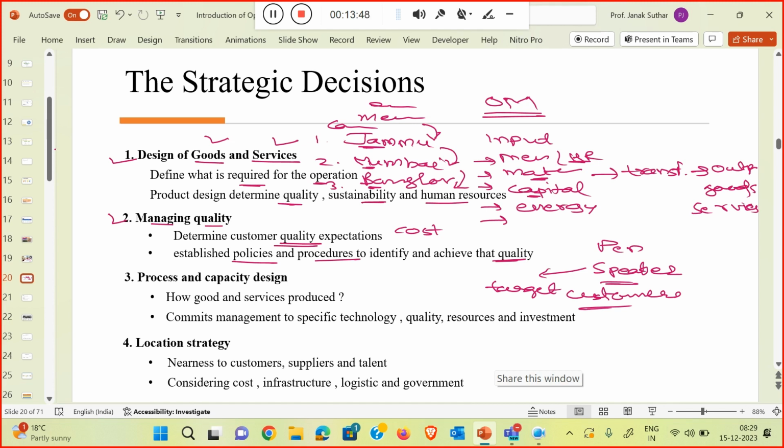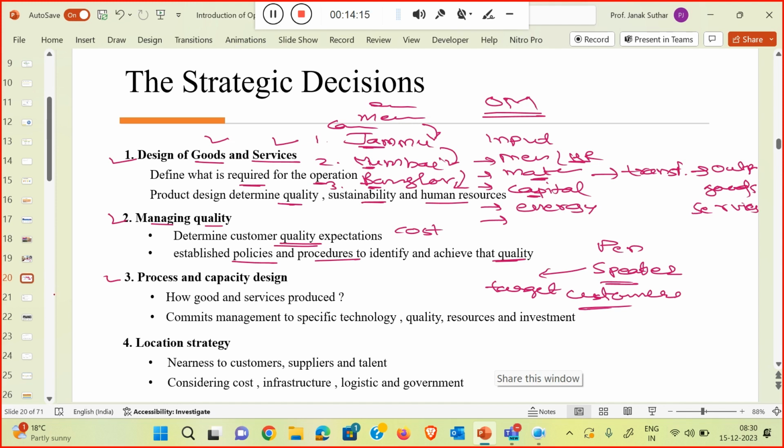Any doubt regarding these two steps, design of goods and services and managing quality, which are two parts of the operations management strategy? Any doubt? Am I audible, class? Am I audible properly? Yes, sir, it's fine. Okay.